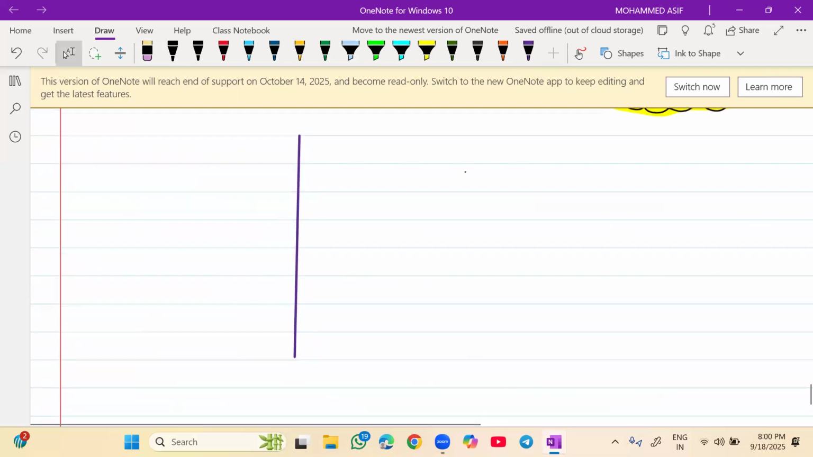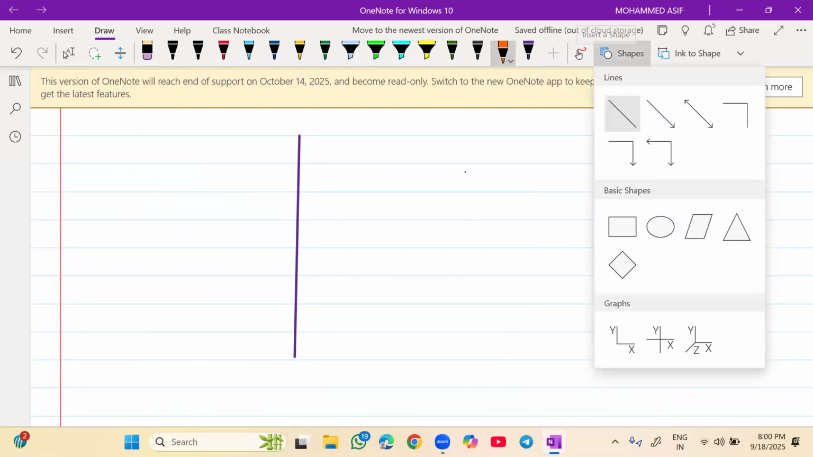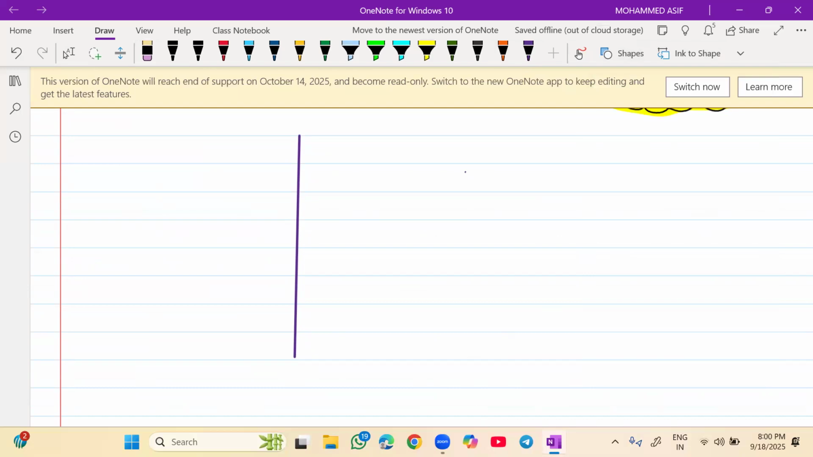So this is your YDSE formula. Now, if I take one more shape, and if I'm keeping somewhere here, this one.